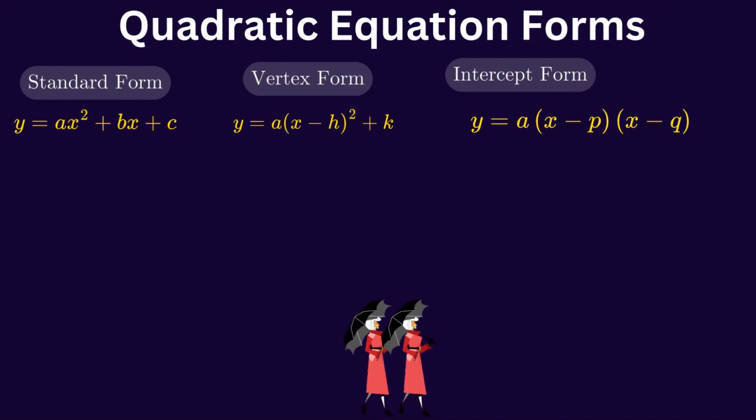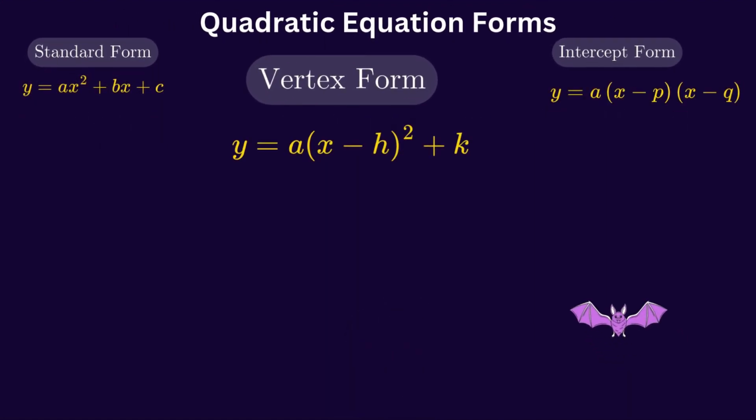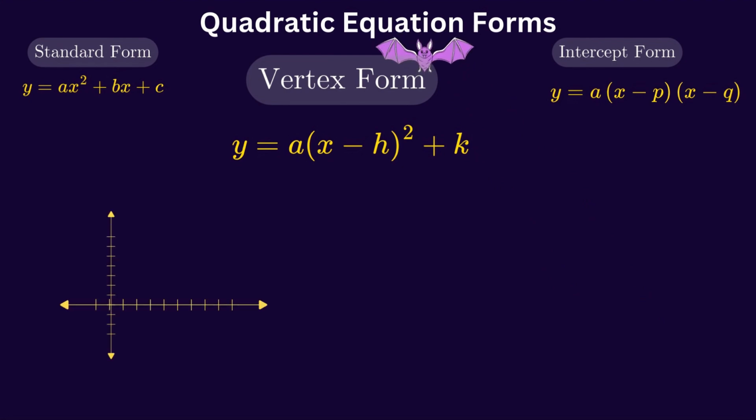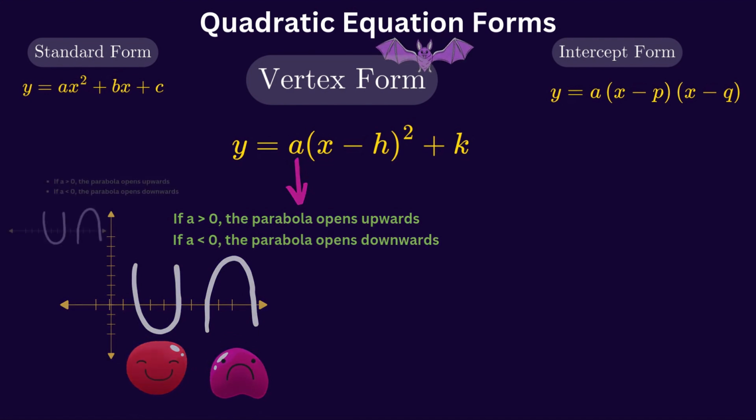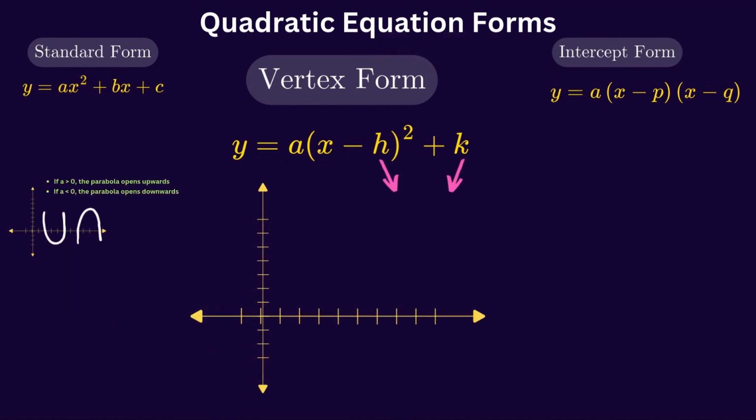The vertex form is y equals a multiplied by (x minus h) squared plus k. So let's start with the a. If a is greater than 0, this means that the parabola opens upward, and we usually call it a happy face. And if a is less than 0, the parabola opens downward, and it's called a sad face. While h and k represent the vertex of the parabola.